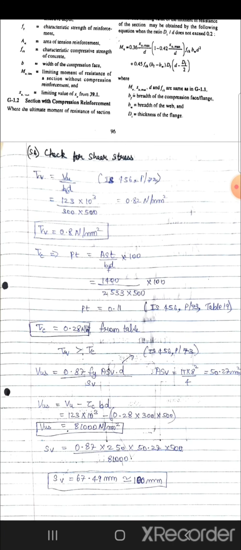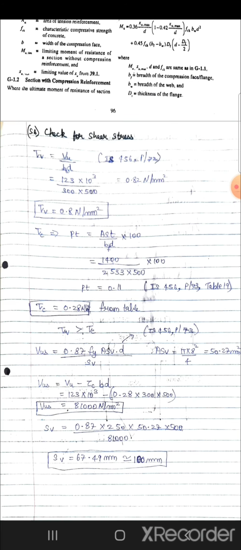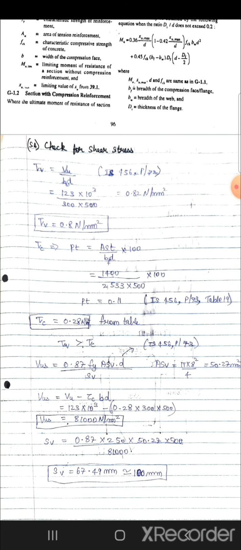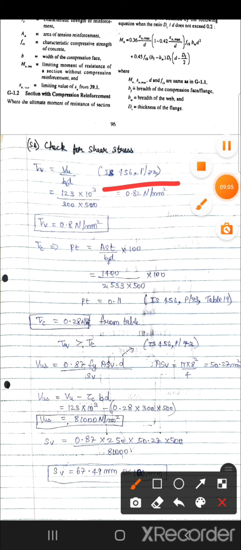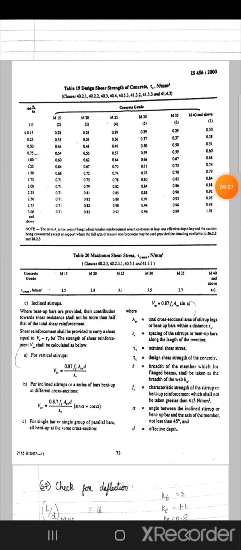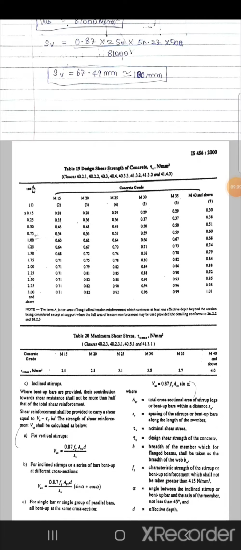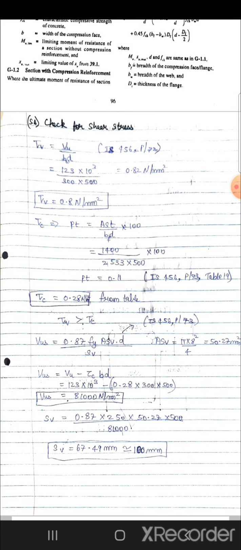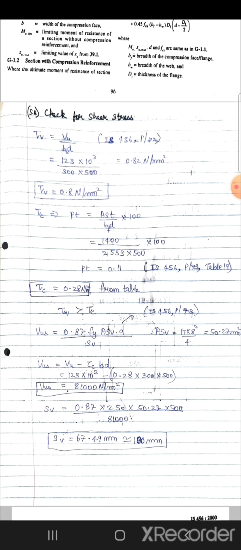The next step is calculating the check for shear stress. This is to find the tau v and tau c values. So the tau v formula is Vu by bd, where b is the breadth of web and d is the depth. This formula is in IS456 page number 72. So the answer is 0.8 Newton per mm square.